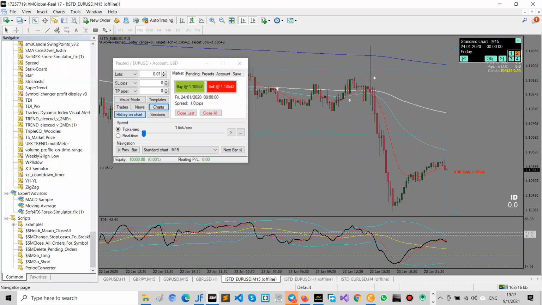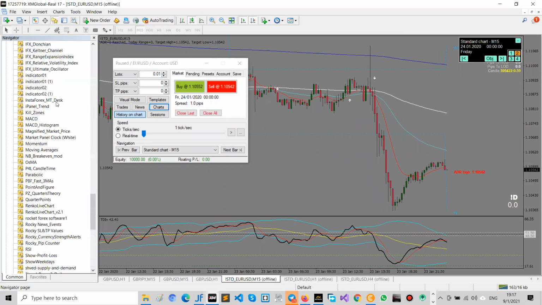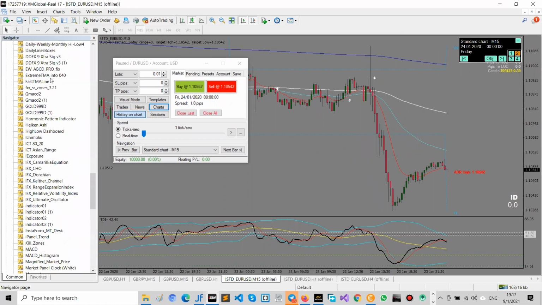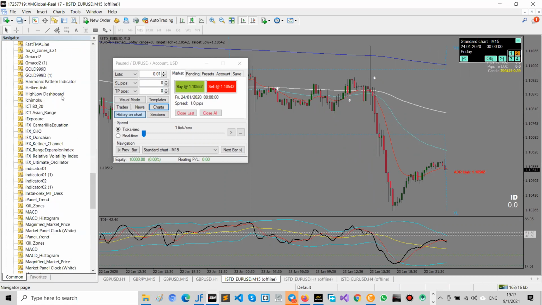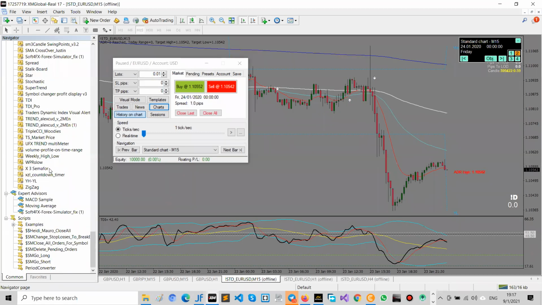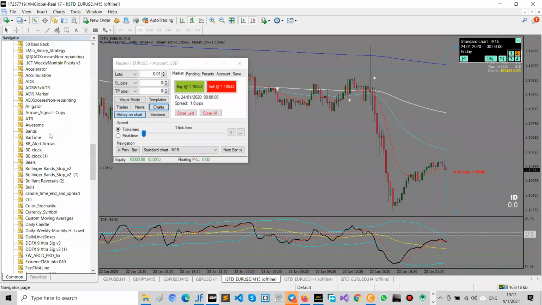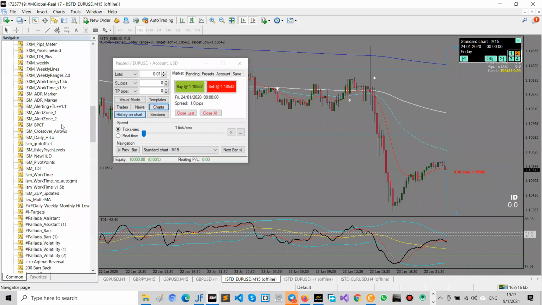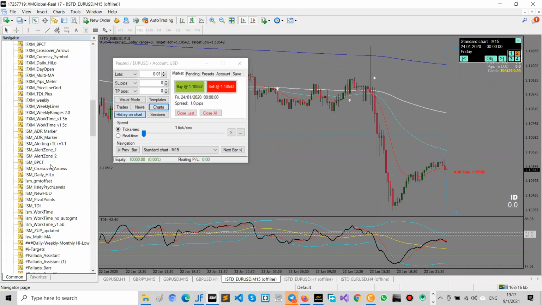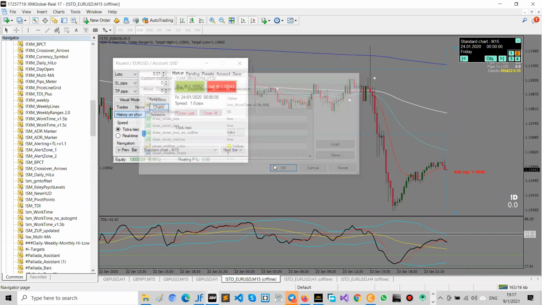So let me fix my templates right here so that it becomes perfect, and I just start seeing everything all over again. So the beauty shows.